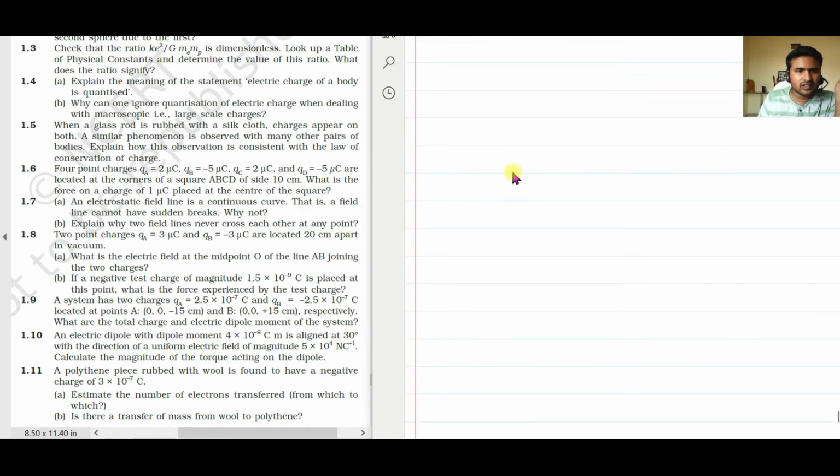Question number 5, 1.5. It says that when a glass rod is rubbed with a silk cloth, charges appear on both. A similar phenomenon is observed with many other pairs of bodies. Explain how this observation is consistent with the law of conservation of charge. What is the law of conservation of charge? It just means you cannot destroy a charge, you cannot create a charge, but charge can be transferred from one body to another body.